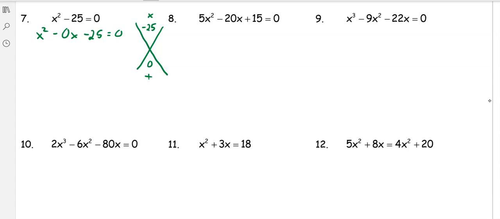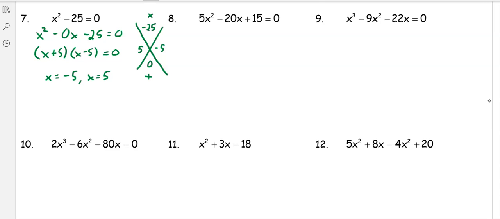Well, the only way that the numbers are going to add to 0 is if they're the same number with different signs. Well, the factors of 25 are 5 and 5. So if we have one of each sign, that does add to 0. So we have 5 and negative 5. So we would have x plus 5 and x minus 5 is equal to 0. When we switch our signs, x is equal to negative 5 and x is equal to positive 5.